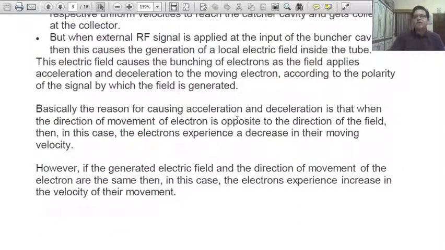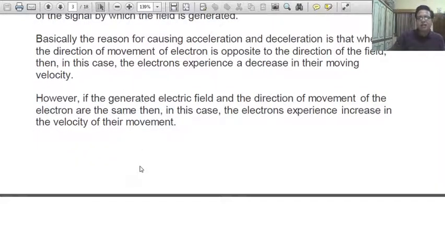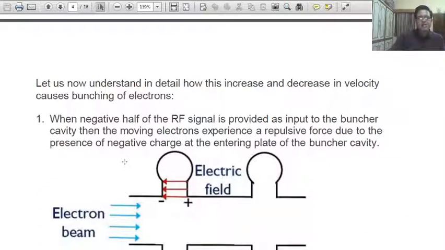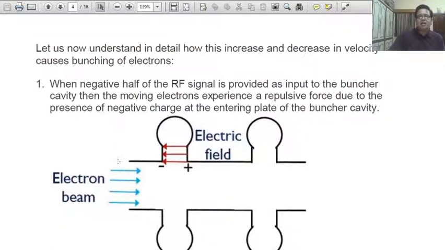Basically, the reason for causing acceleration and deceleration is this: if the direction of movement of the electron is opposite to the direction of the electric field, then the electron experiences a decrease in its velocity. However, if the generated electric field and the direction of movement are in the same direction, then the electron experiences an increase in velocity. That means acceleration and deceleration. You can easily understand it. Let us now understand the increase and decrease in velocity.